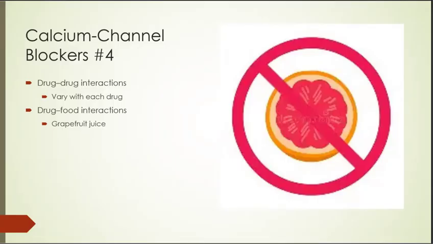The most important drug-food interaction involves grapefruit juice. That goes with a lot of medications, but specifically for calcium channel blockers, grapefruit juice inhibits enzymes in the liver and intestines that normally break down many calcium channel blockers. As a result, drug levels can rise in the bloodstream, increasing the risk of adverse effects such as excessive hypotension, dizziness, flushing, and peripheral edema.